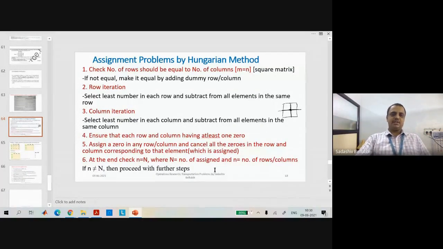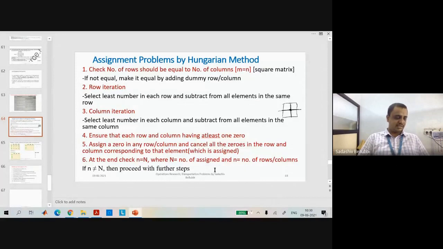And the last one is at the end. At the end, we need to check whether small n equals capital N. What do you mean by small n? Small n is the number of rows or columns, and capital N is the number of assignments. If it is equal, then you can say that you are finished with the problem. If it is not equal, then you need to proceed with the further steps.